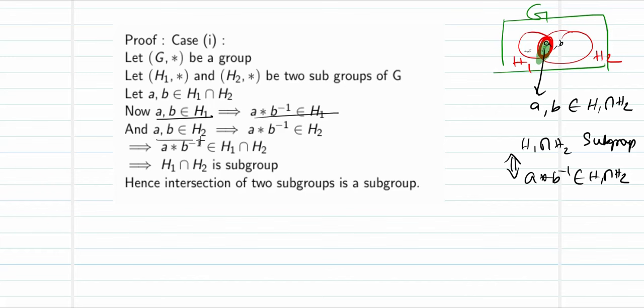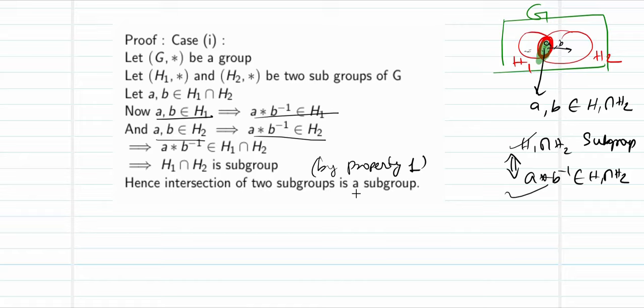And whenever A comma B belongs to my H2, so this belongs over here, this A star B inverse also belongs to my H2. This is again by my law. So this A star B inverse belongs to your H1, and also belongs to your H2. So A star B inverse belongs to H1 intersection H2. So we have shown that this holds true, in which case H1 intersection H2 is going to be a subgroup by my property number 1, which is nothing but the necessary and sufficient condition for any subset to form a subgroup.